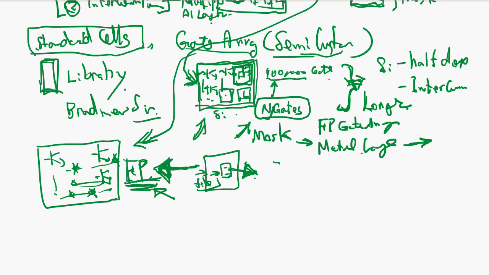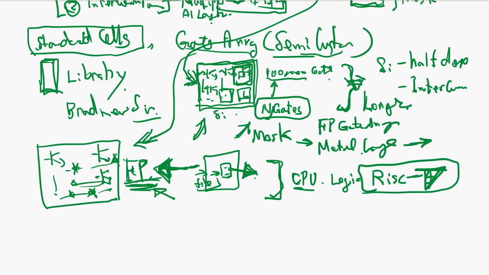But this can be done, even a CPU can be made nowadays, because the gate array chip sizes get bigger. It can accommodate all the logic necessary for even RISC-V. Yeah, so some companies make this using this, but the clock speed you cannot expect to go to the gigahertz.